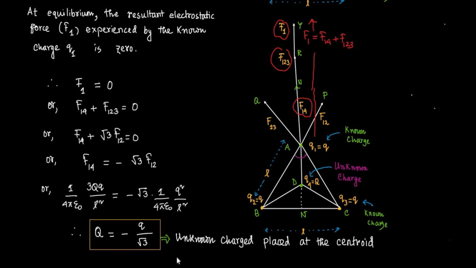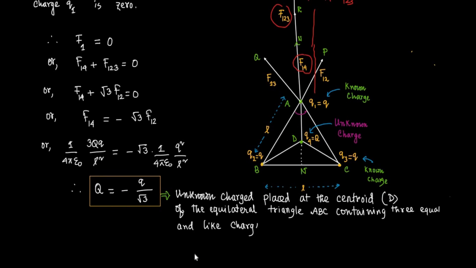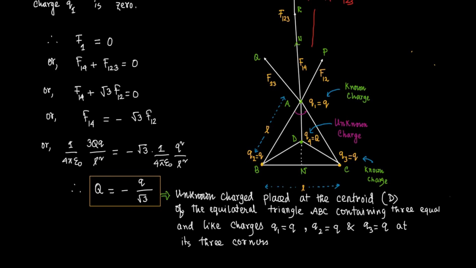placed at the centroid D of the equilateral triangle ABC containing three equal and like charges Q1 equal q, Q2 equal q, and Q3 equal q at its three corners A, B, C. So Q1, Q2, and Q3 are the known charges placed at the corners A, B, C of the equilateral triangle. Unknown charge Q4 equal Q is placed at the centroid D.